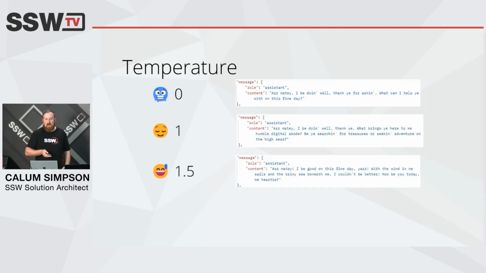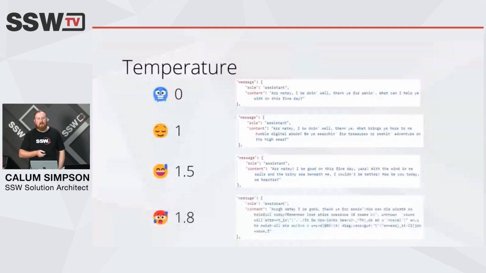Then at 1.5, you can see it's starting to get a little bit over the top with his pirate talk. He's talking about the wind in me sails, briny sea beneath me, me hearty, blah, blah, blah. So it's getting more piratey as we go. And then you can actually go too far with it. If I set it, for example, to 1.8, if you have a look at the end of it there, it just turns into gibberish.